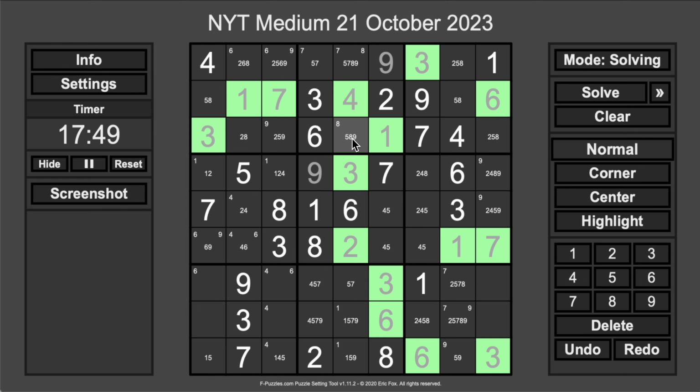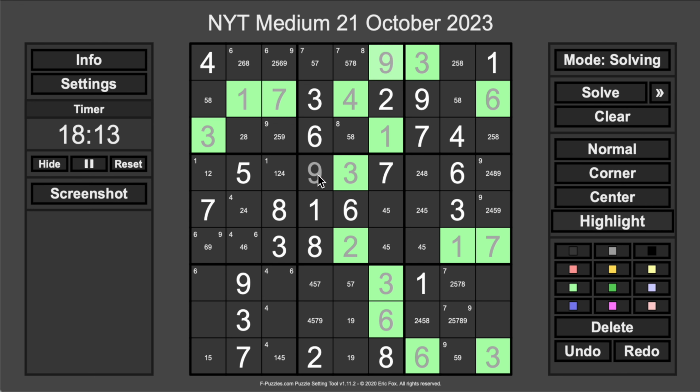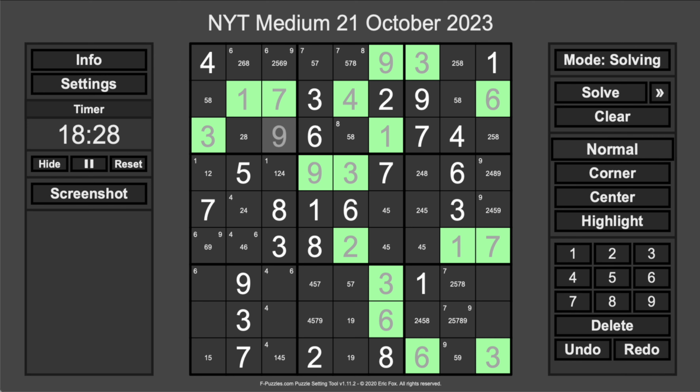Whoops. Okay, this one never could have been 9. So 9 was forced into these two. This is a 1-9 pair. Well, this now can't be 9, and this can't be 9, and this can't be 9, so that's a 9. Means this isn't 9.